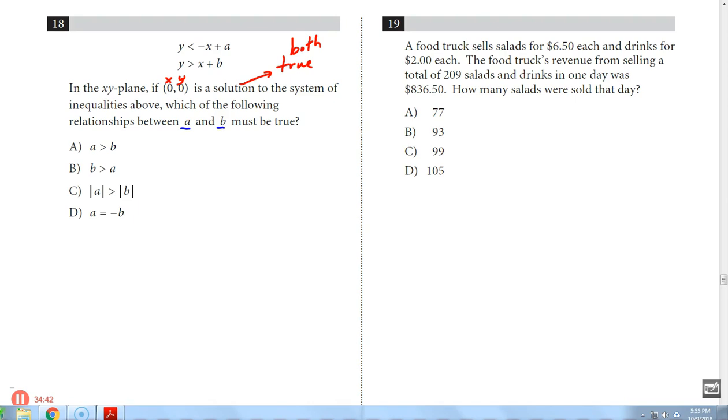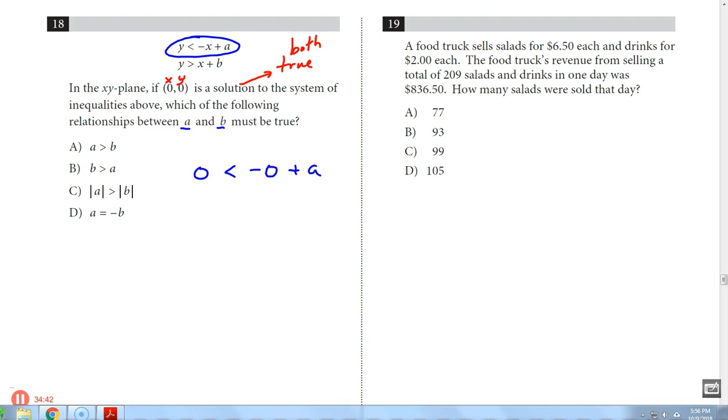Well, I'm going to substitute these values in. I'm going to plug in 0 for x and 0 for y and see what happens. So in this first equation right here, I'm going to rewrite it. 0 less than negative 0 plus a.